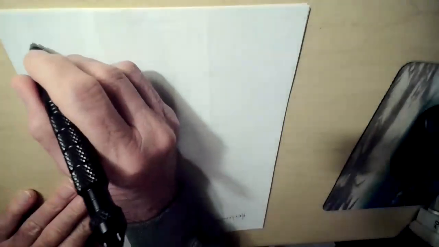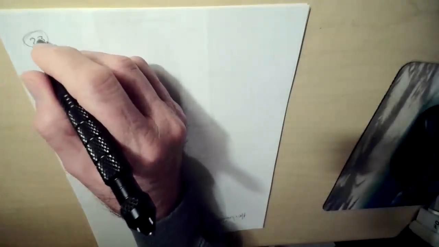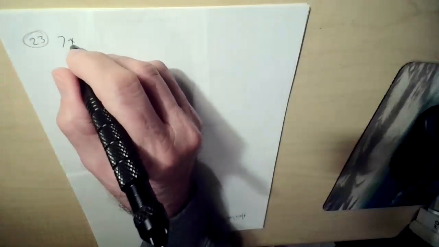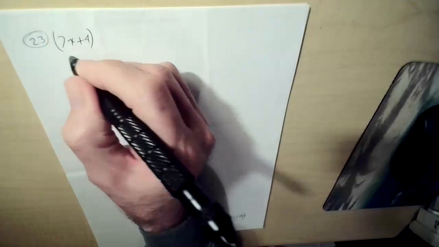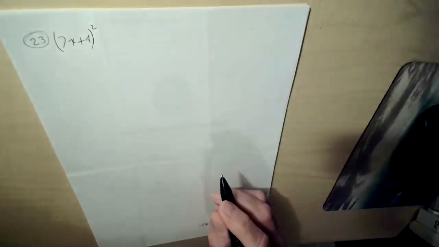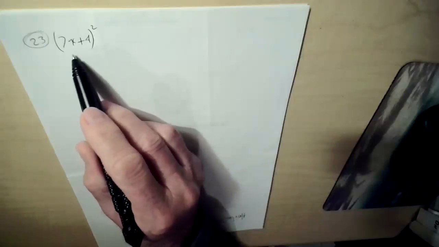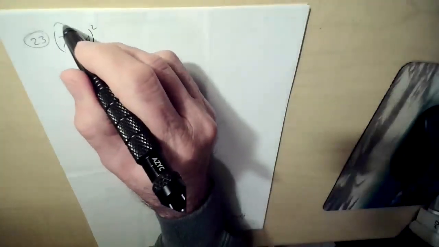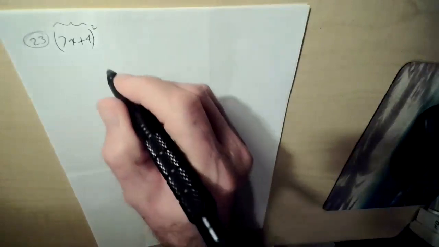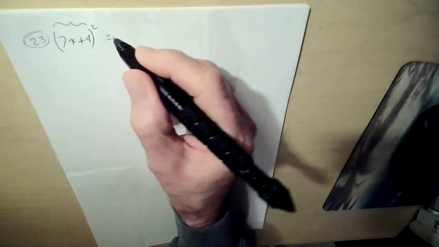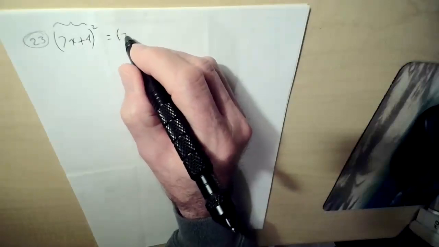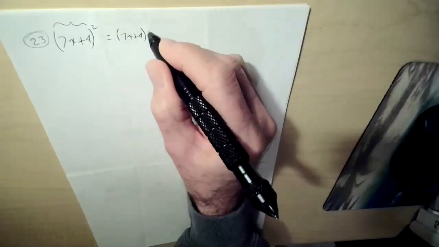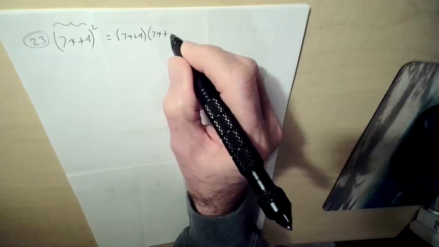23 is basically the same problem. It just looks different. Okay. Where are we? 23? Okay. 7x plus 4, all squared. Now remember, the parentheses makes this one number. So it's this number, as we say in North Katy, times its own self. So it's 7x plus 4 times its own self.